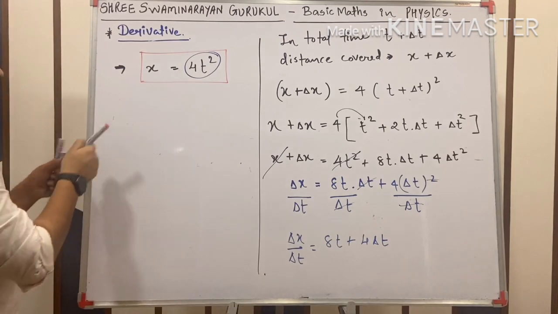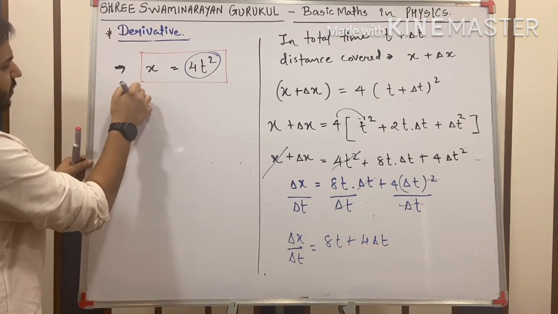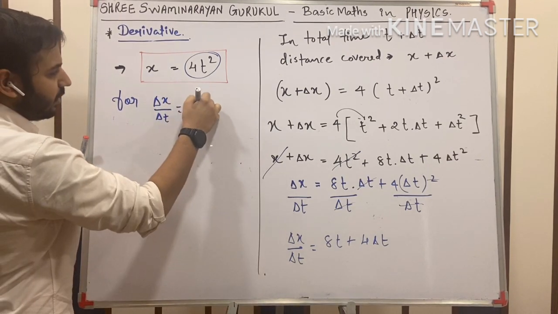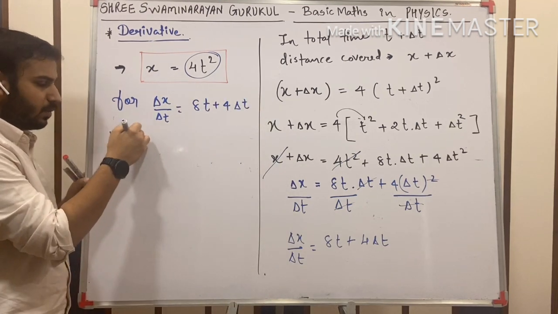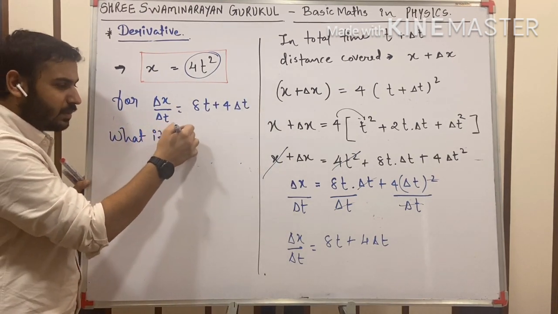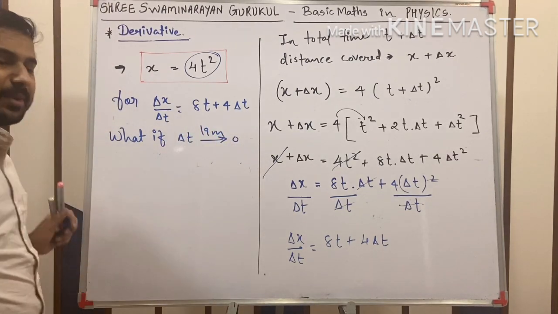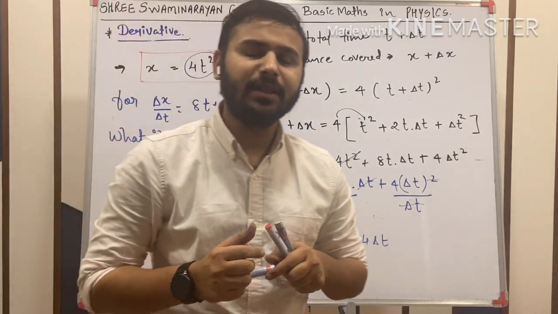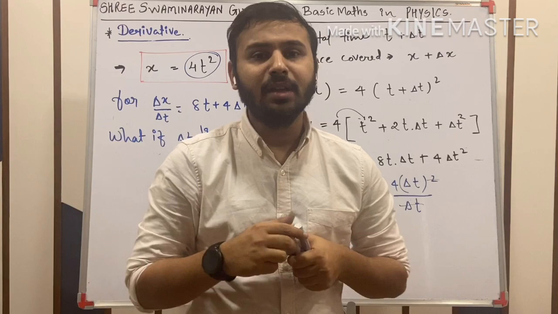Differentiation is what? For this delta x upon delta t, when I write 8t plus 4 delta t, what if delta t limit tends to 0? This limit tends to 0 means delta t is extremely small. You can take the time interval as 0.0001 second or 2 seconds, right?